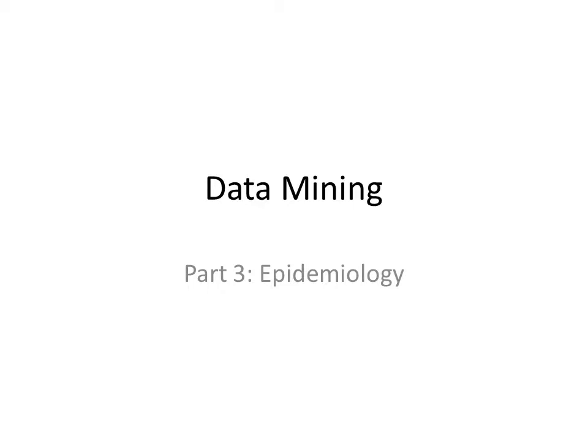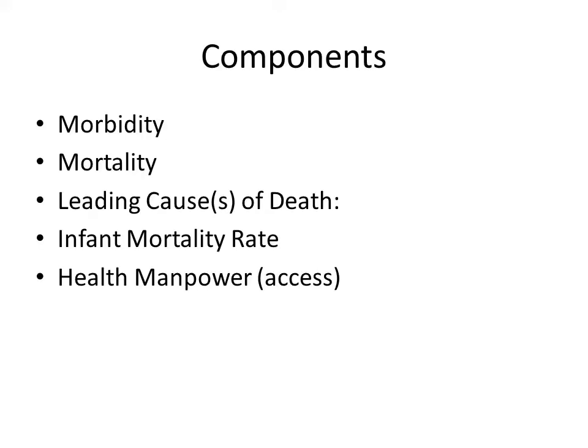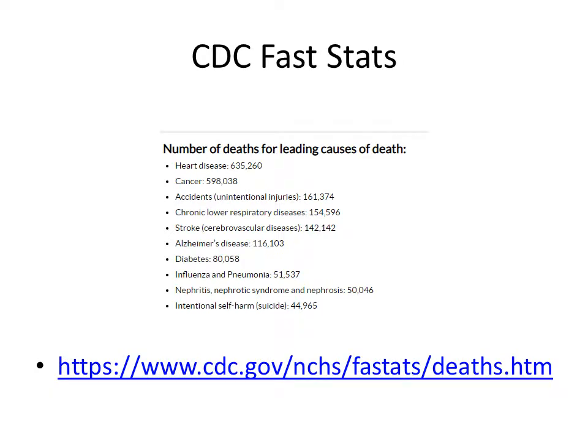So in this section we're going to cover data mining, part 3 related to epidemiology. The components of this review include morbidity and mortality, the leading causes of death, infant mortality rate, and health manpower, also known as access. So in this week's reading material and the videos that have been posted for you, you should be looking at the definitions of morbidity and mortality and having a good grasp on what those mean.